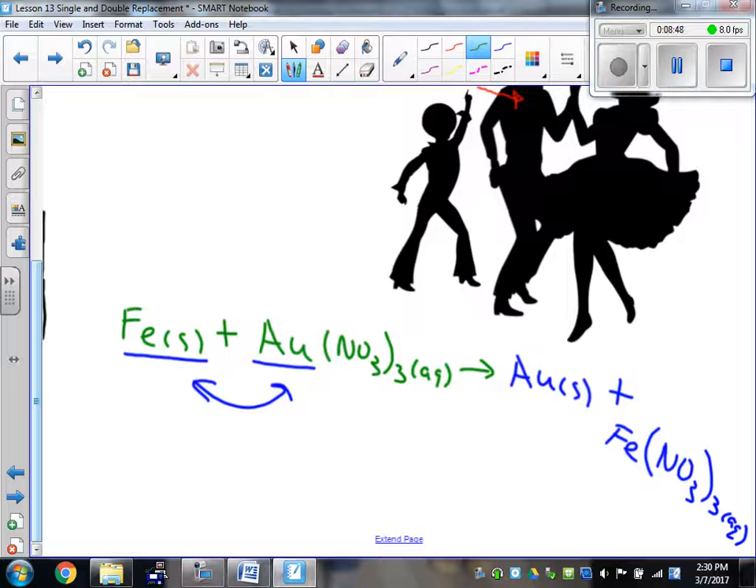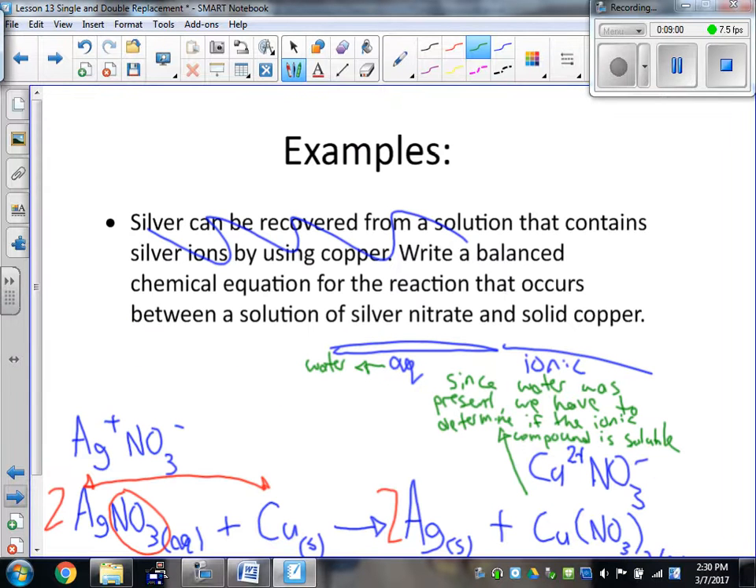We put AQ because it's very soluble. If it's not very soluble, we'd put what? Not AQ, we put S, right? Okay. Next. Ooh, geez. Lots of stuff here.